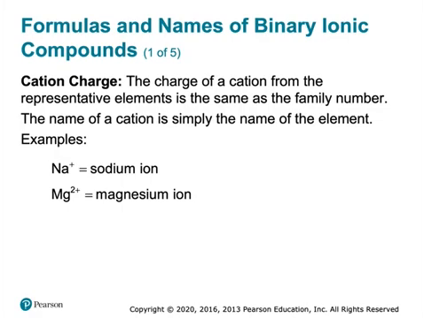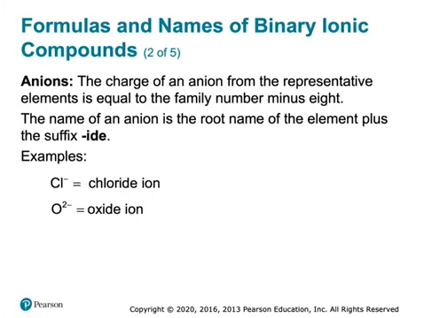So how do we name this? We'll start with the simple ones here. And the anion, how do you name the anion? It's the base root of the word plus ide. So chlorine uses the base root chlor and then ide, so chloride. Oxygen is ox plus the ide, oxide.